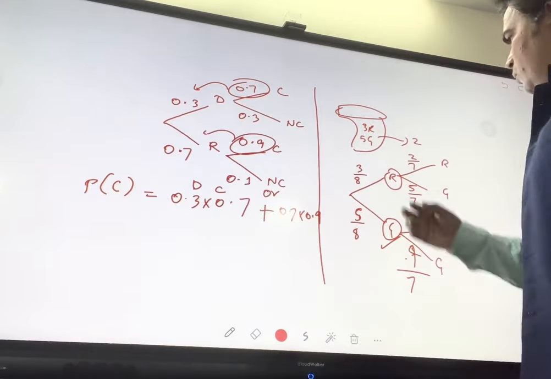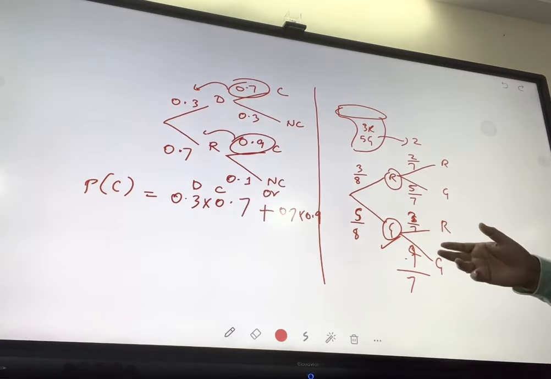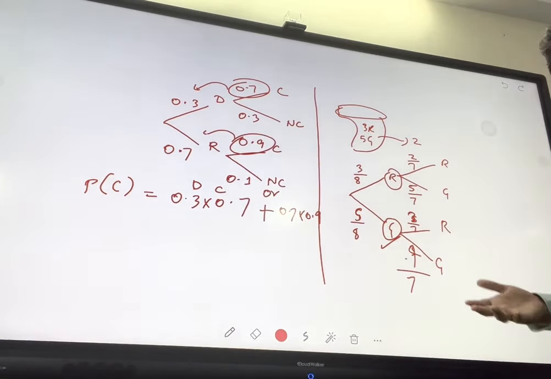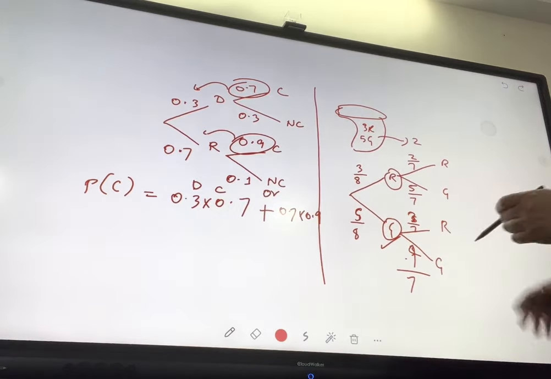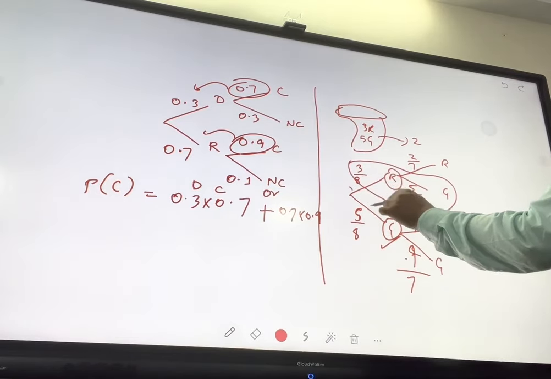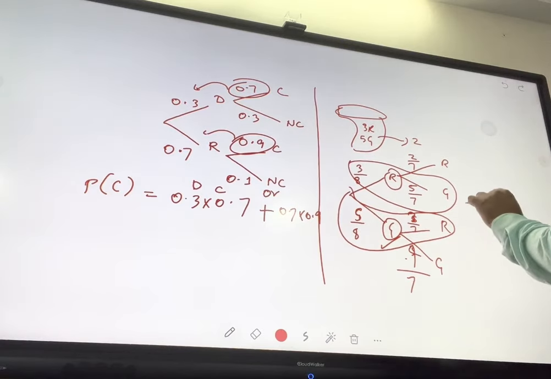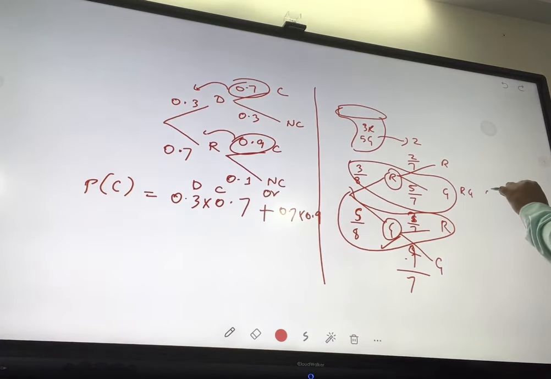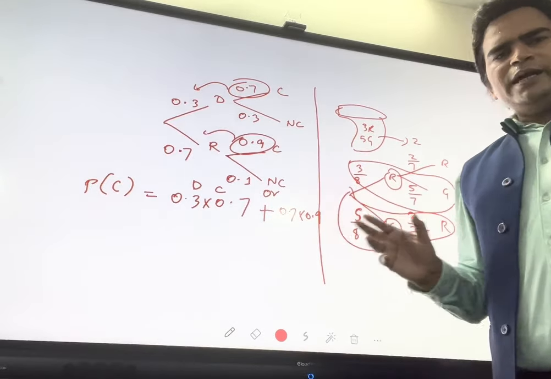Similarly, looking at the second event, what's the probability of getting exactly one red marble? Exactly one red marble is in this category here, as well as in this category. So it can be red-green or green-red. When it is red-green, the probability is 3 out of 8 times 5 out of 7, plus, if it is green-red, 5 out of 8 times 3 out of 7. So these are the basic elements of the tree diagram.